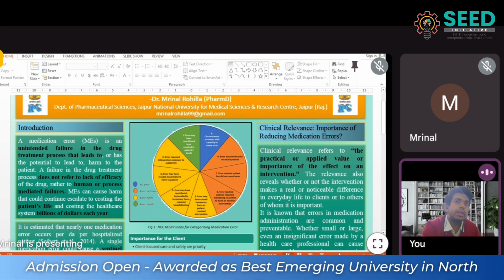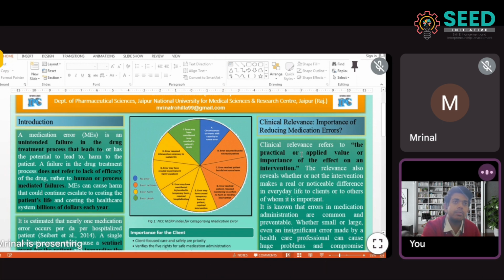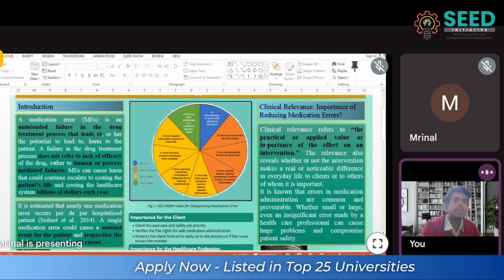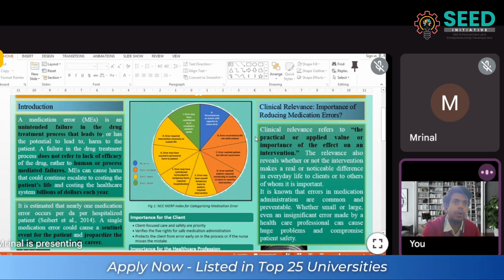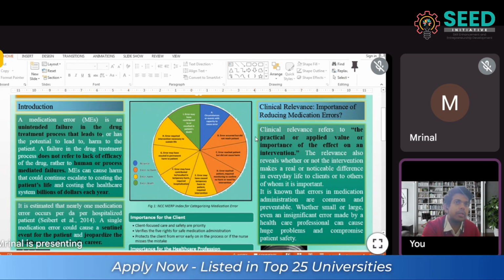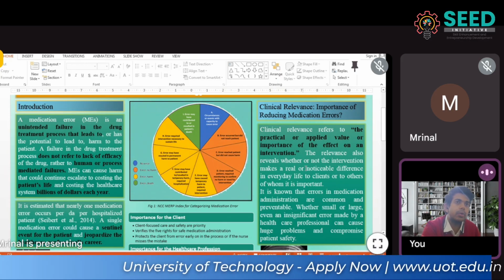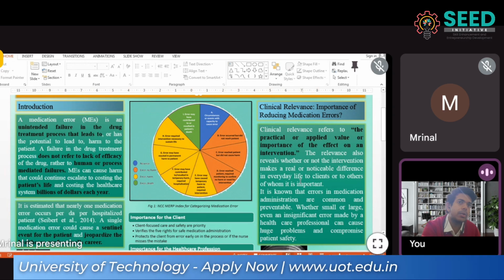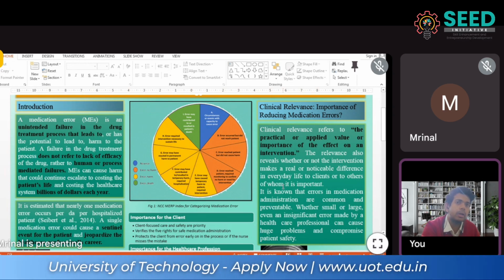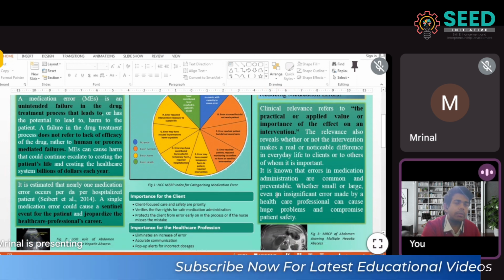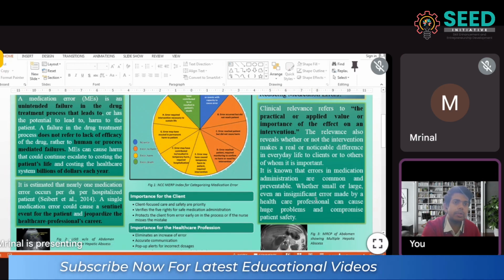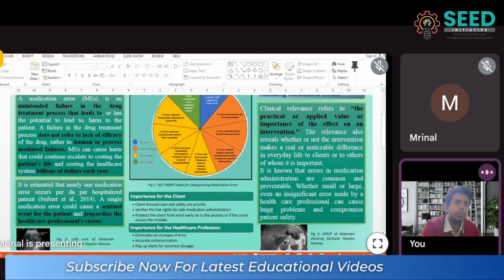Next is the clinical relevance and importance of reducing medication errors. Why should we reduce medication errors? Clinical relevance refers to the practical or applied value, or the importance of the effect of an intervention. The relevance also reveals whether or not the intervention makes a real or noticeable difference in everyday life to the client or to others for whom it's important. It is known that errors in medication administration are common and preventable. Whether small, large, or even insignificant, an error made by a healthcare professional can cause huge problems and compromise patient safety.